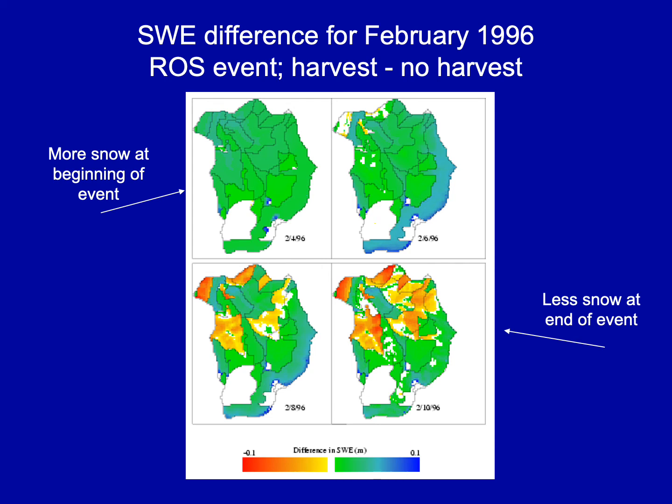Over the next few days, a series of wet, warm weather events moved through and snow melted rapidly. By the end of the event, on February 10th, there is less snow on the ground, showing that more snow melted during this event in the harvested area, with the simulated result of a greater flood peak downstream.